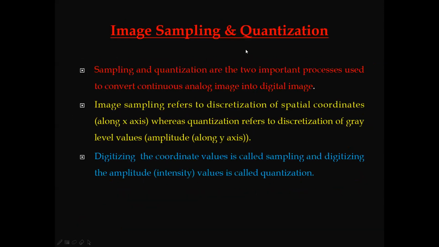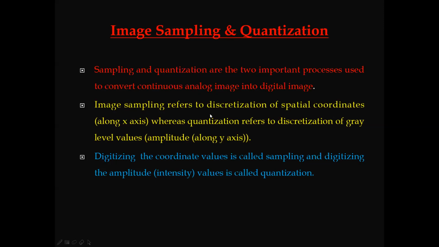Next, coming to image sampling and quantization. Sampling and quantization are the two important processes used in converting continuous analog images into digital images. Generally, we know that sampling and quantization are used for converting an analog signal into a digital signal. In a similar fashion, we can also use sampling and quantization in the case of images. We will try to understand what will happen when we perform sampling and quantization on images.